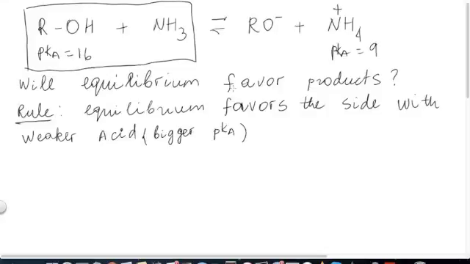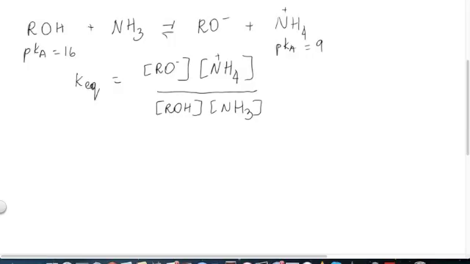But you might ask me, well, how do you know that? We will actually calculate the equilibrium constant for this particular reaction, and this will clearly demonstrate that indeed equilibrium favors reactants and not the products. So let's calculate the equilibrium constant for this process. Recall that equilibrium constant is concentration of products over concentration of reactants. If this equilibrium constant is greater than 1, then equilibrium favors products. If equilibrium constant is less than 1, equilibrium favors reactants.